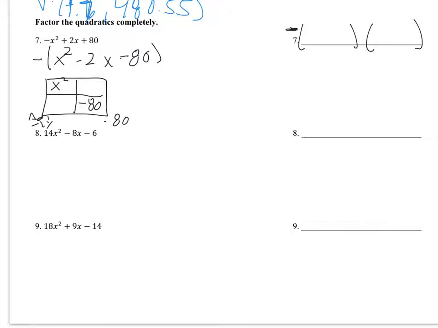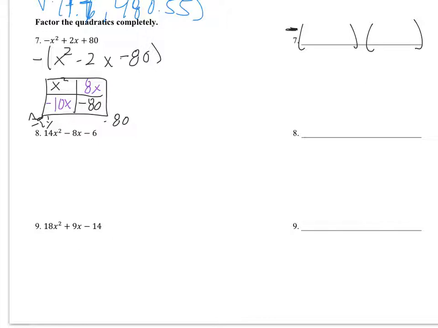So what two numbers would work? I would say since it's such a small number to add to, they have to be close together. So it would be 8 and 10. So it's a negative 2, so it's going to be a negative 10x times 8x gives me a negative 80, plus when I add them together, it gives me a negative 2.